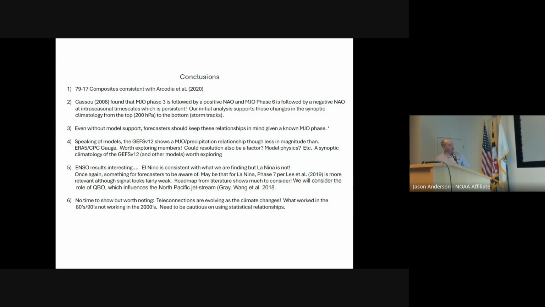I also find it interesting that teleconnections are evolving as the climate changes. Maybe just look at the SST anomaly right now and how warm the oceans are. So what worked in the past may not work now. I found that if you look at 20-year periods, the 80s and 90s versus the last 20 years, teleconnections are different. So we need to be cautious in using statistical relationships.